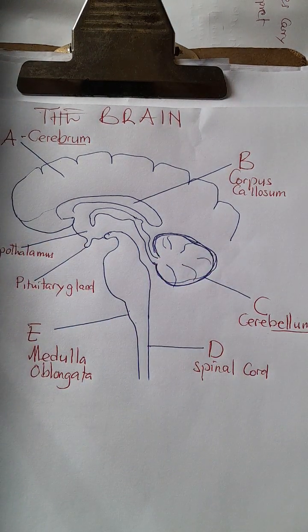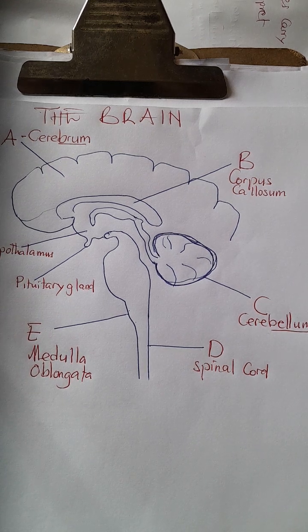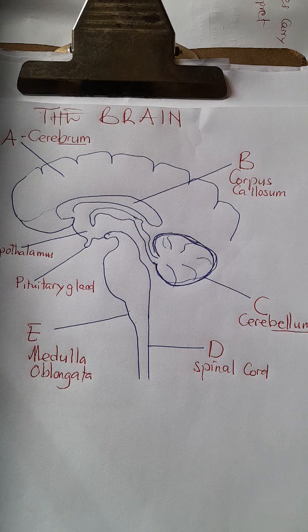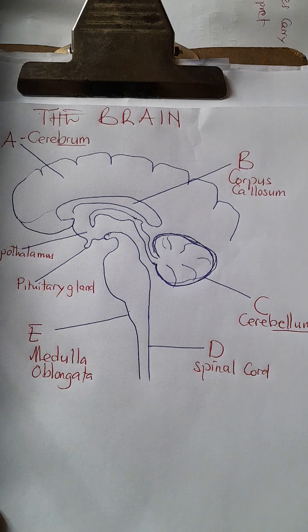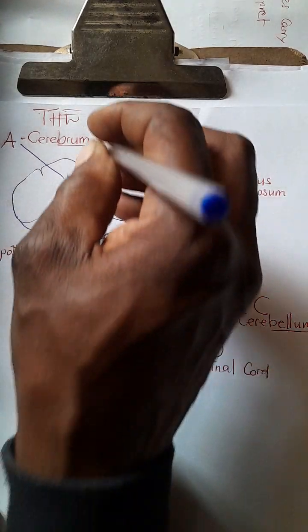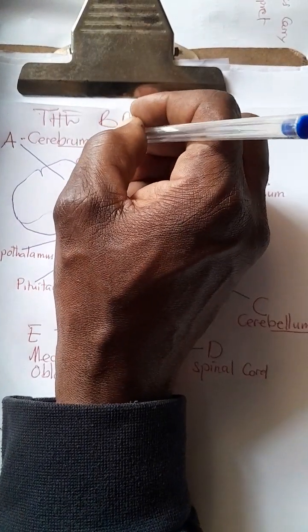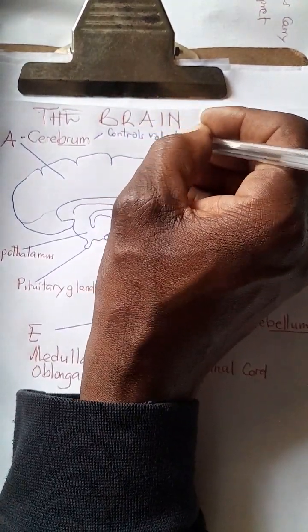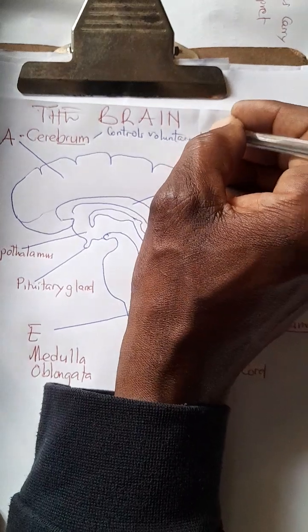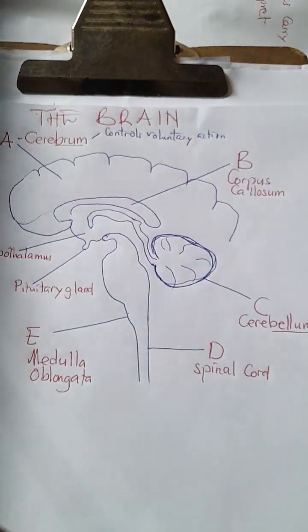Very important. The critical thing that you need to remember is to understand the function of each of these brain centers. Now let's look at this here. The cerebrum has the following functions. 1, the cerebrum controls voluntary actions. Now, what are voluntary actions?